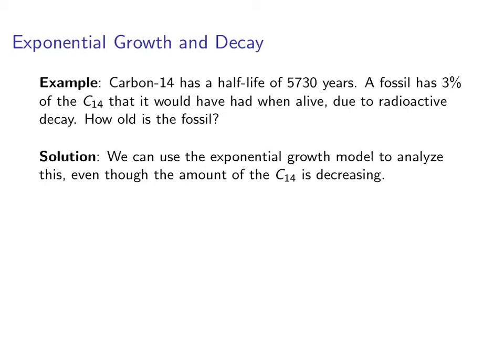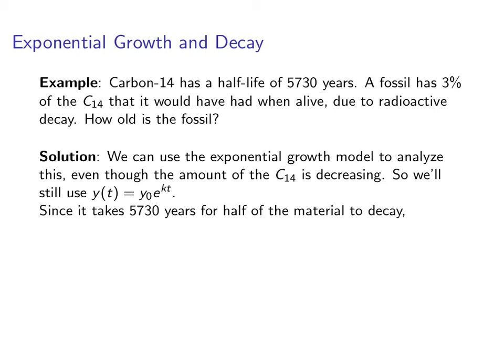And the question we want to answer is, how old is the fossil? Now we can use our exponential growth model to analyze this, even though the amount of the carbon-14 is decreasing. So we're still going to use y of t is equal to y naught e to the kt. Now it takes 5,730 years for half of the material to decay. So we have that y of 5,730 is 1/2 of y naught. So that means 1/2 y naught equals y naught e to the 5,730k.